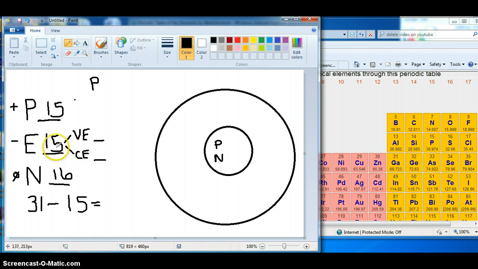Now that we know the protons, electrons, and neutrons, we can go ahead and place the protons and neutrons into our model. Here are the protons. We just go ahead and put them in our nucleus, and here are the neutrons. Now we know how many electrons it has, but we need to know how many of those are valence electrons and how many are cloud electrons before we can actually put them in our model.